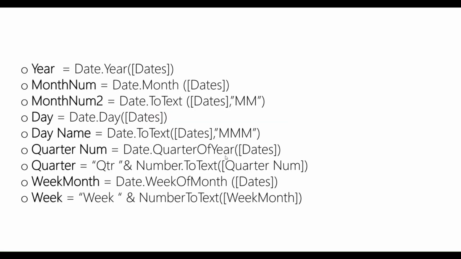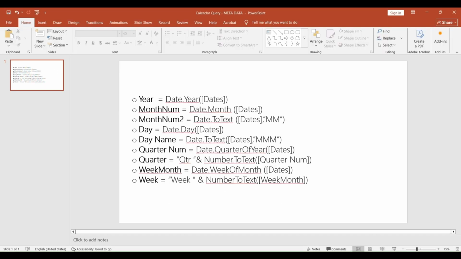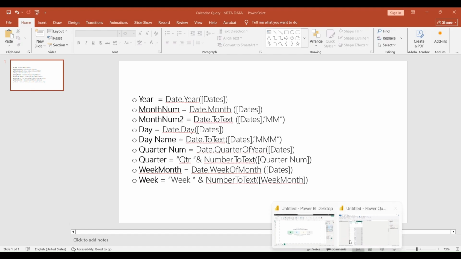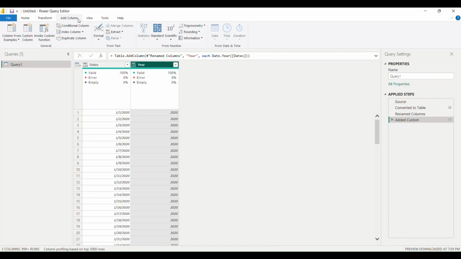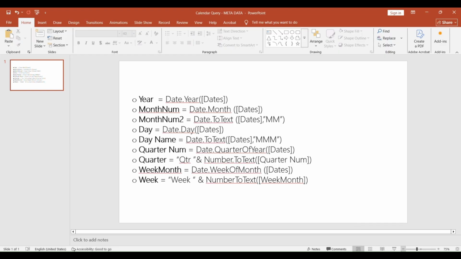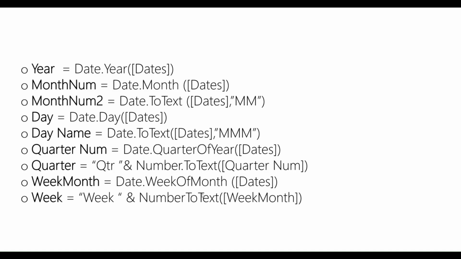you can just pause this video and go along to all these formulas and add them in the table, similarly as I did with the year. So what you'll have to do, we'll just have to go here in add column, custom column, and then add all these formulas. When you are ready with this, just come back and we'll go with the next steps.